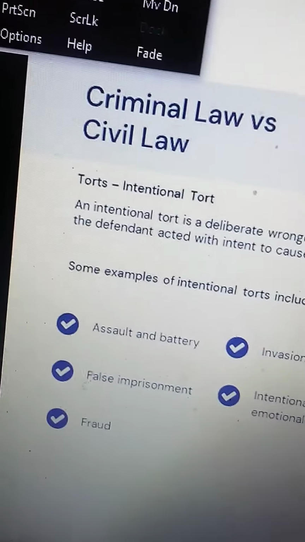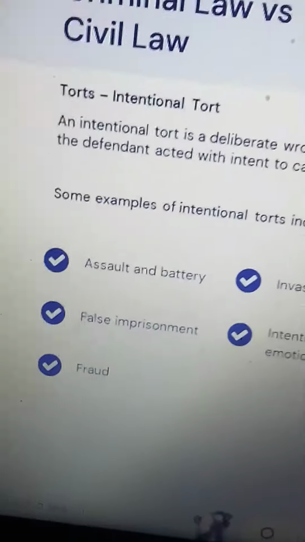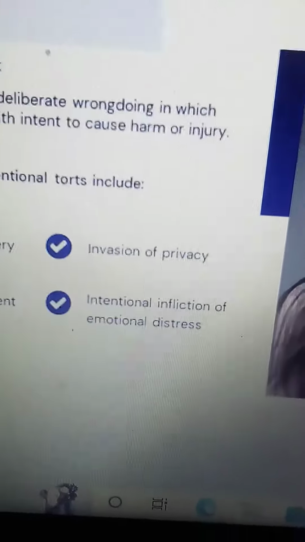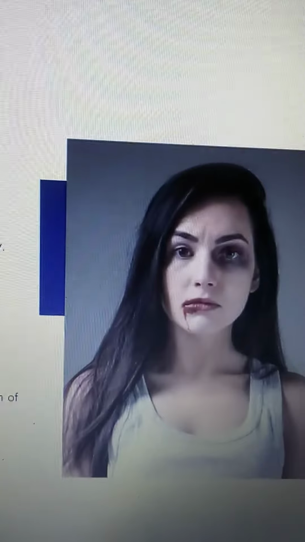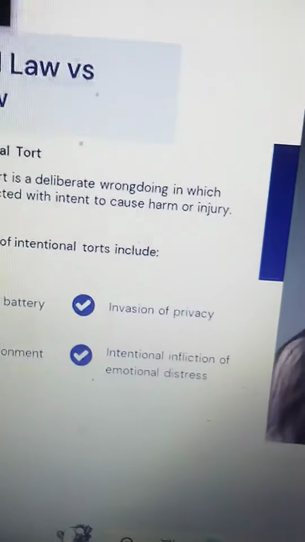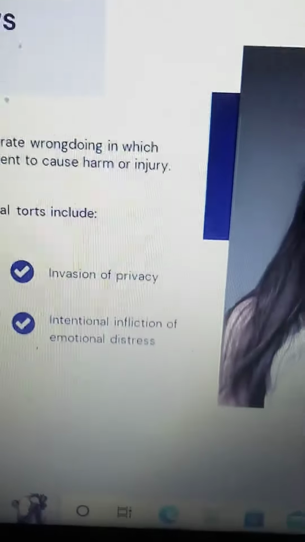Torts, intentional tort. An intentional tort is a deliberate wrongdoing in which the defendant acted with intent to cause harm or injury. Some examples of intentional torts include assault and battery, false imprisonment, fraud, invasion of privacy, intentional infliction of emotional distress.